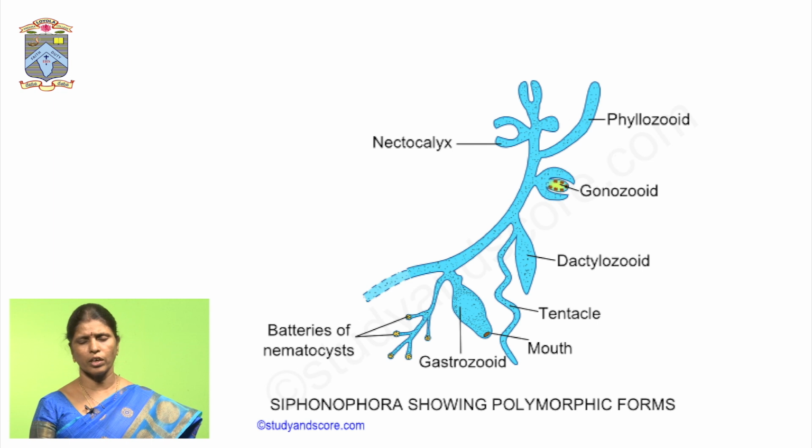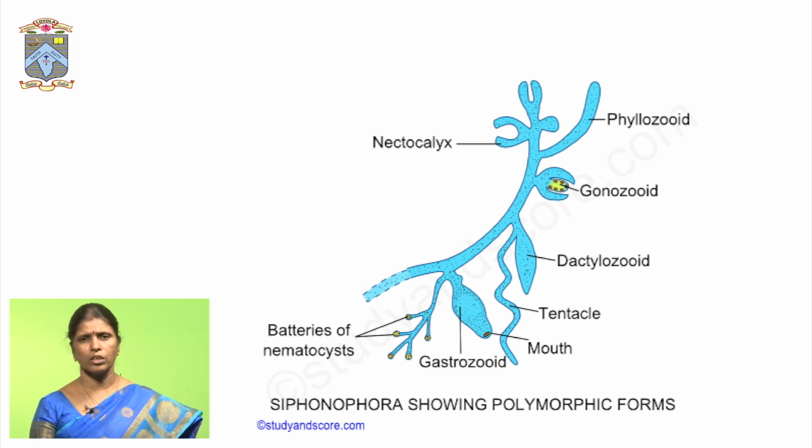Generally tentacles, as we described, are present around the mouth, but here the tentaculozooids are polypoid forms mainly meant for defense only. Gastrozooids have tentacles as well as a mouth, and they even possess batteries of nematocysts, a unique type of cell that we observe in the coelenterates. Nectocalyx is another modification of these animals.